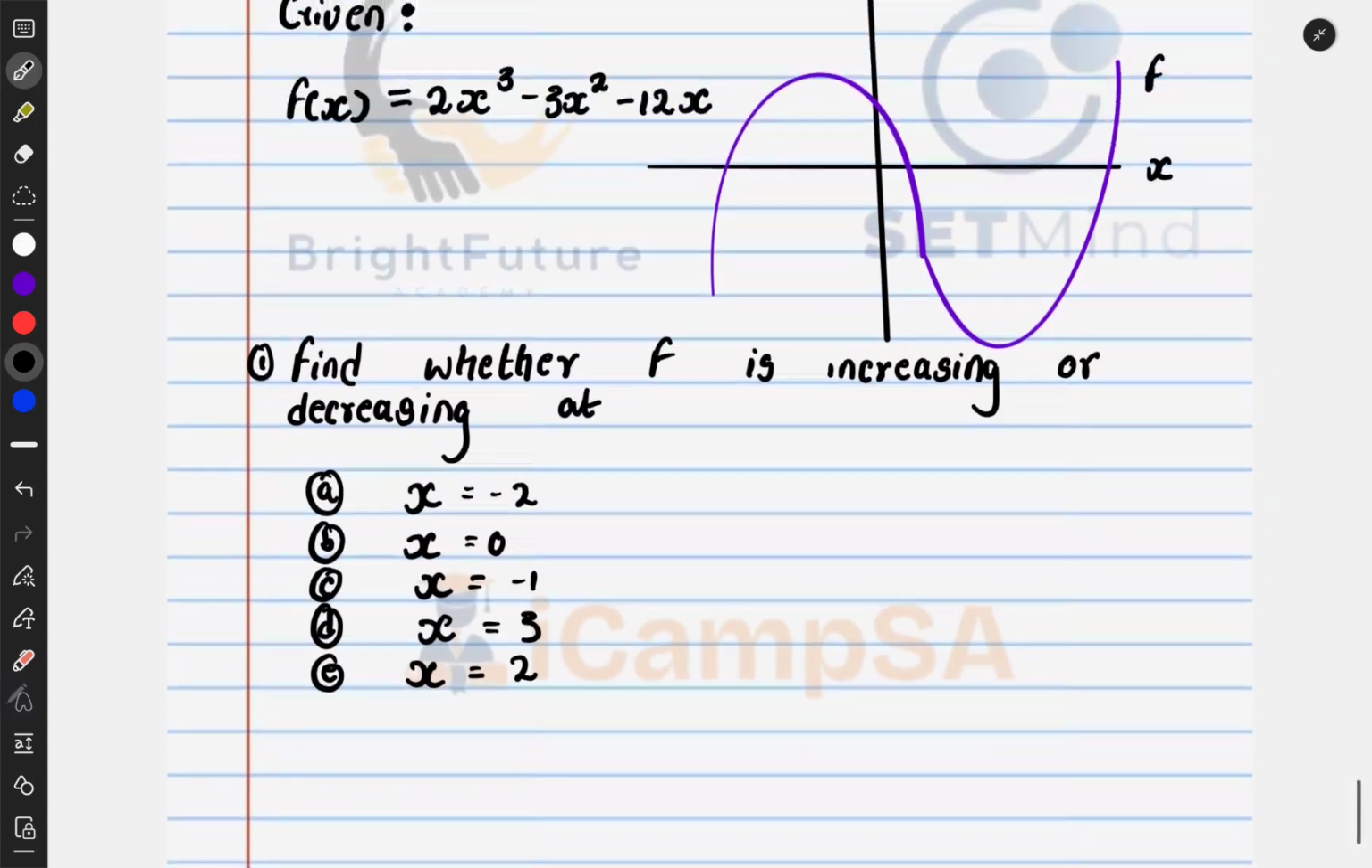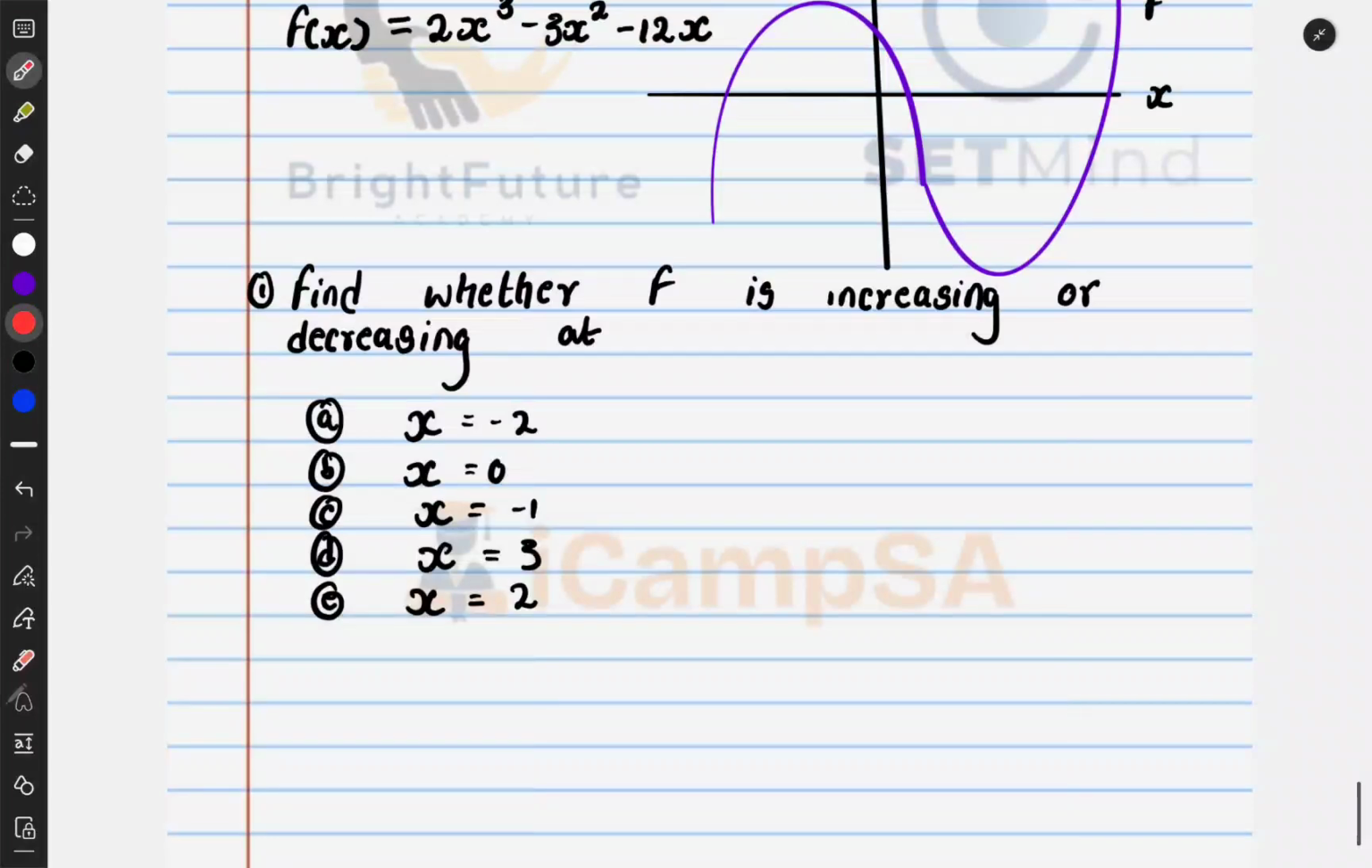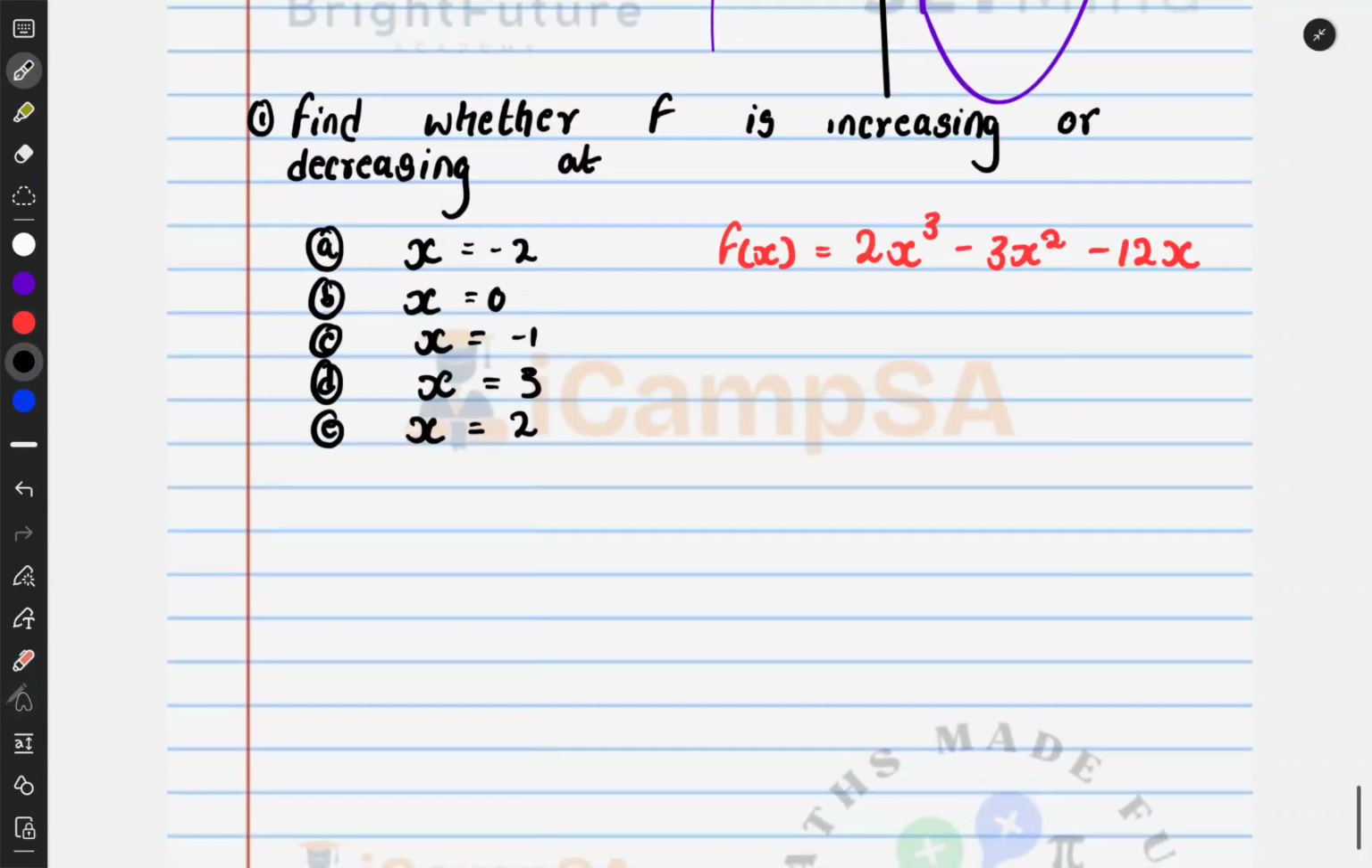When we want to determine whether a function is increasing or decreasing, what do we use? We use the first derivative. So first, we need to find the first derivative of that function. We have f of x is equal to 2x cubed minus 3x squared minus 12x. Let's find the first derivative. f prime of x will be 6x squared minus 6x minus 12. That's the first derivative of this function.